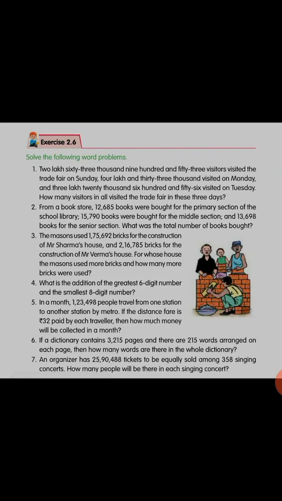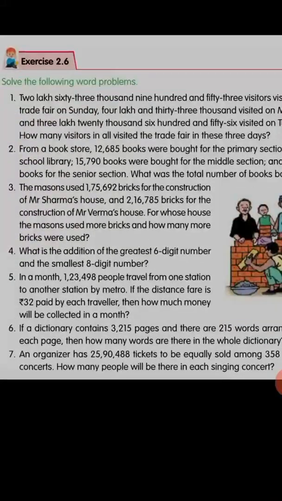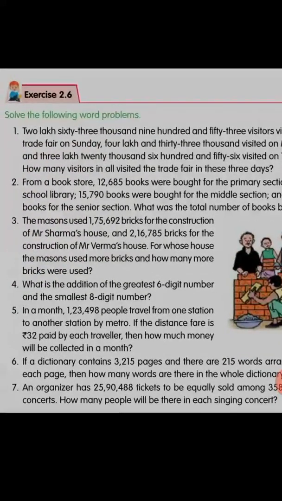Question number 4. What is the addition of the greatest 6-digit number and the smallest 8-digit number? First step, read it. Then you need to understand it. First of all, write the greatest 6-digit number, then write the smallest 8-digit number. And then they have asked what is the addition of these. Addition means you need to find the sum, so you need to add these two numbers.